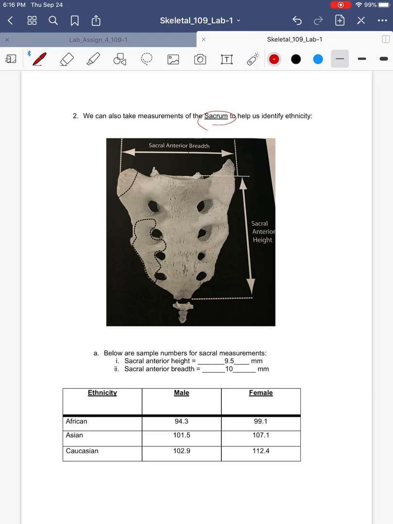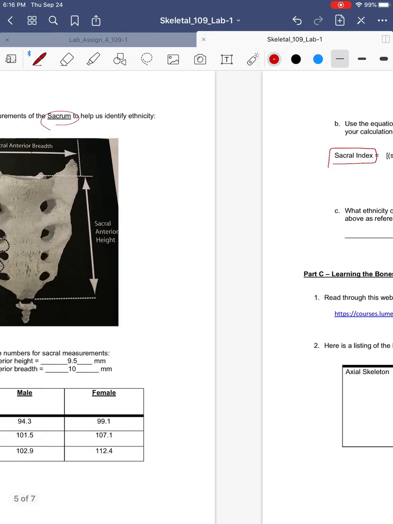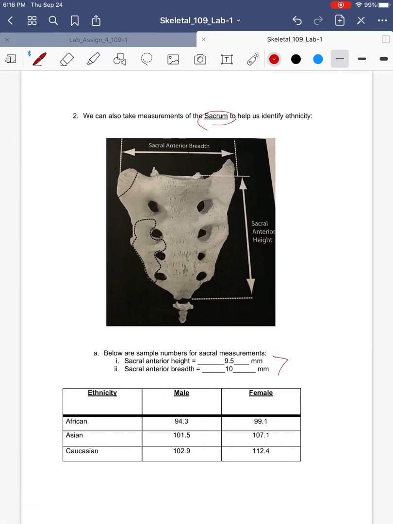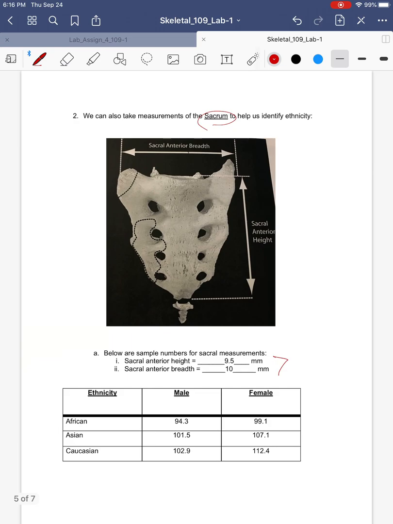And here I'm going to ask you to do some measurements. There's a formula, here it is, the sacral index, where you take the sacral anterior breadth times 100 and then divide that by the sacral anterior height. I've given you some sample numbers, and once you get your answer from this sacral index formula, you can look here and determine if it's a male or a female and what ethnicity it may have been.